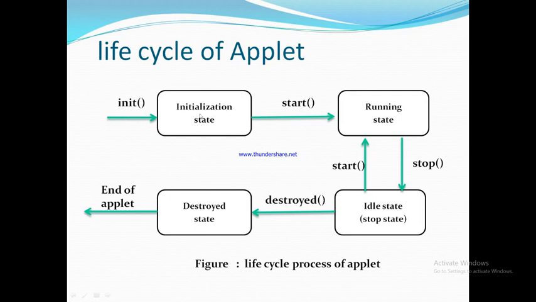After the initialization state, the applet goes into the running state. The running state is invoked using the start method of the applet class. While it is running, if we stop the execution, that is, the running of the applet, then it goes to the idle state. Sometimes an idle applet can also be started again, using the start method once more.